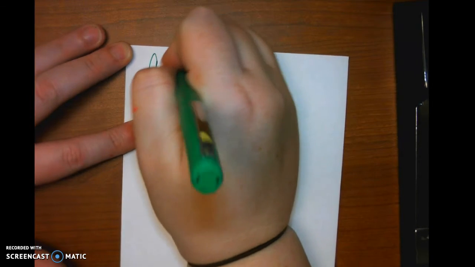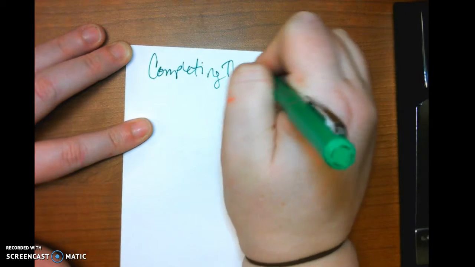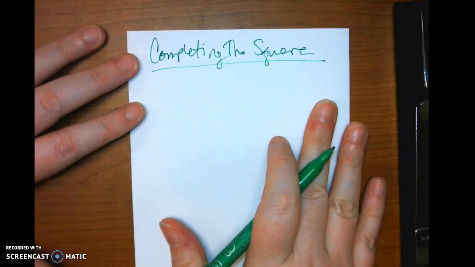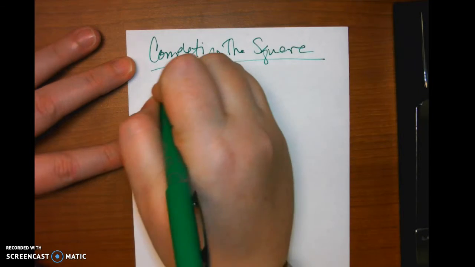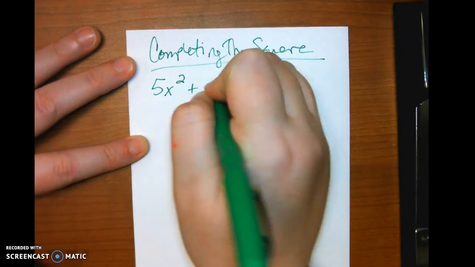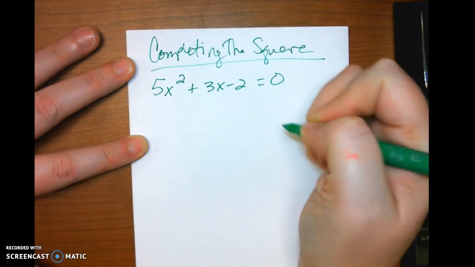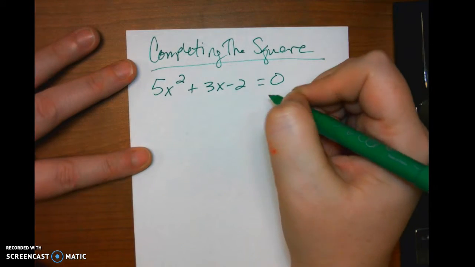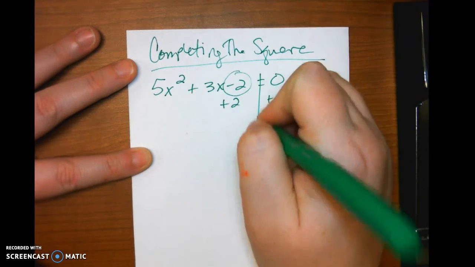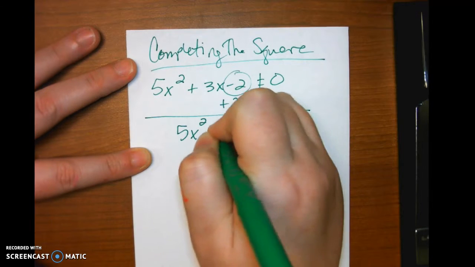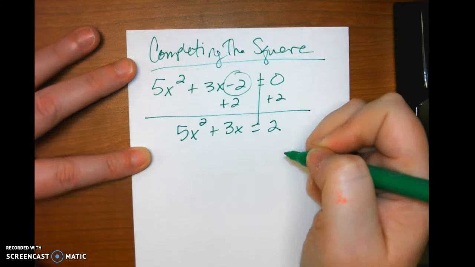So that's the quadratic formula. Next, let's talk about completing the square. Okay, so let's look at one that's a little messier: 5x squared plus 3x minus 2 equals 0. Alright, so remember, I got to move this guy over because I need just x's. So I'm going to add 2. I get 5x squared plus 3x equals 2.